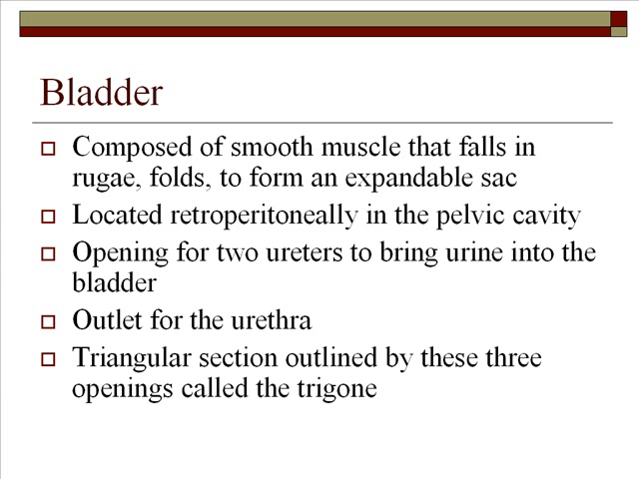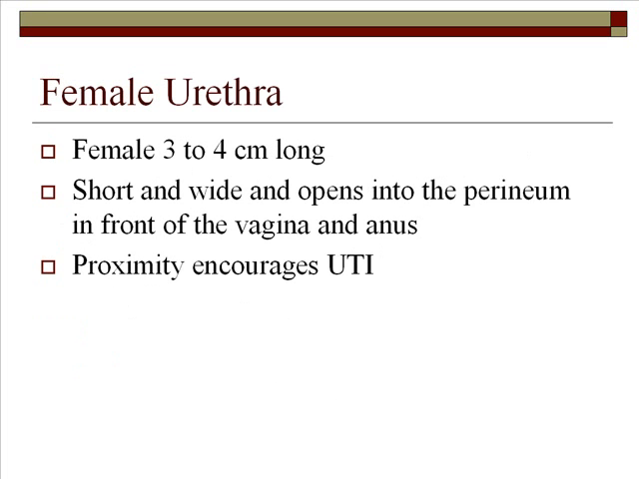The bladder itself is located in the retroperitoneal area, just as we talked about with the kidneys. The openings of two ureters bring urine to the urinary bladder, and it takes it out the outlet, the urethra. There is a triangular section that's marked by the points of the two ureters as they come down to the urinary bladder, and the urethra as it leads out of the urinary bladder. That basically makes a triangle that's referred to as the trigone.